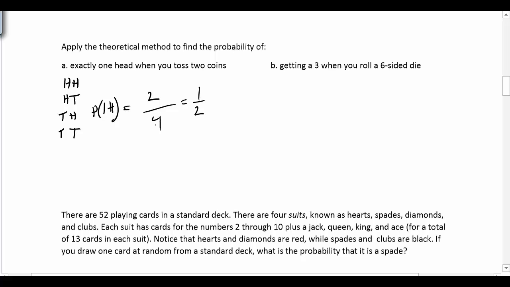Okay, probability of getting a 3 when you roll a 6-sided dice. So probability of a 3. Okay, well, what could happen? I could have a 1, a 2, a 3, a 4, a 5, or a 6. So there are 6 possible outcomes, of which there's only one that's of interest to me, and that's that number 3. So there's 1 out of 6 possibilities.